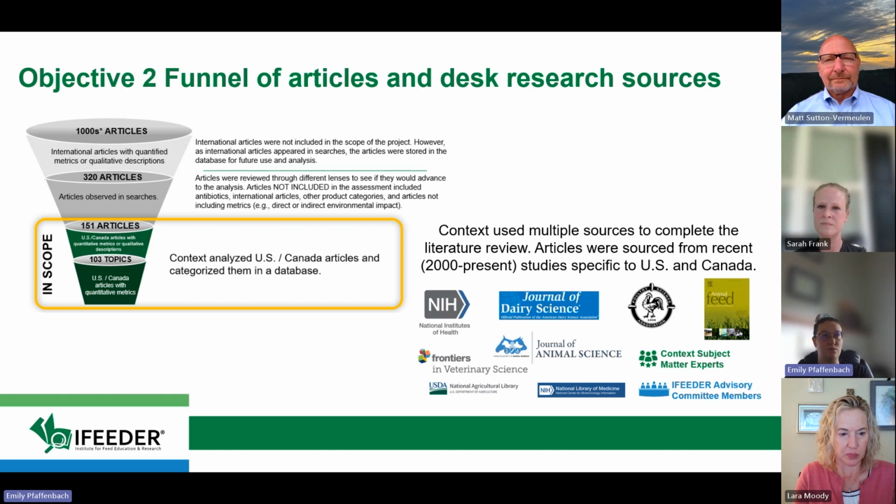And we used the funnel metric to narrow these down into articles that were in scope that would then be added into the database. So articles were reviewed through different lenses to see if they would advance into the analysis step. Articles not included in the assessment include antibiotics, international articles, other product categories, and articles that didn't include metrics, whether they were direct or indirect to environmental and feed impacts. In the actual data set, there are some additional international articles that, as we came across them, we did highlight them, but they were not included in the analysis.